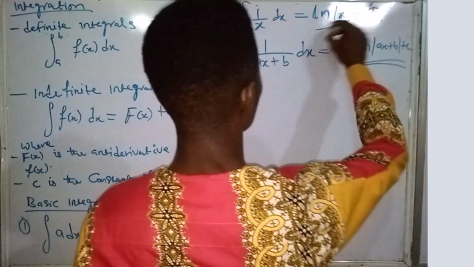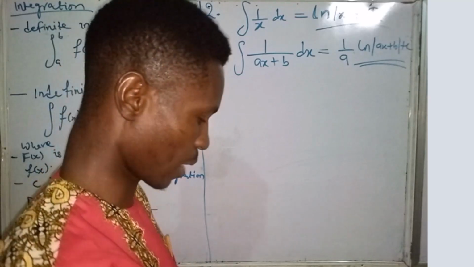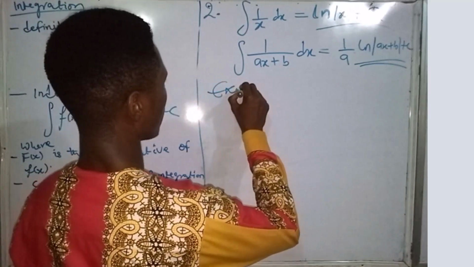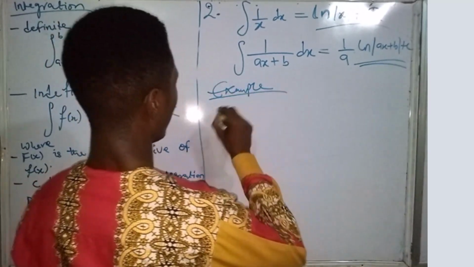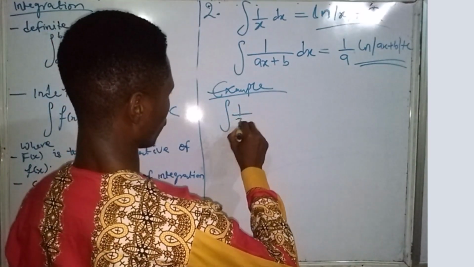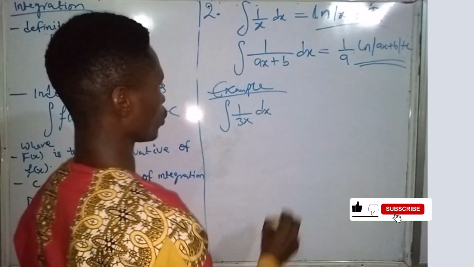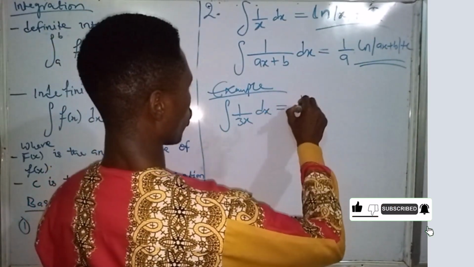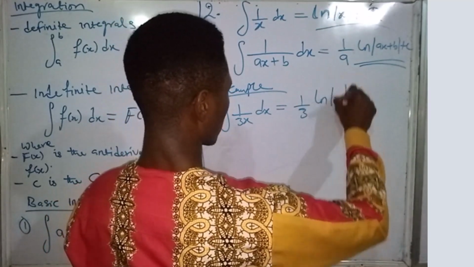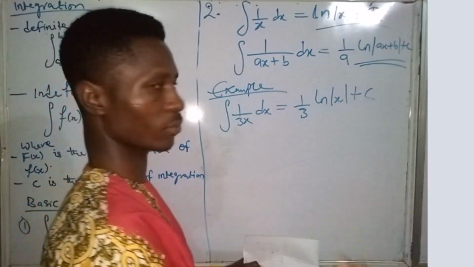So this is rule number 2. So let's use an example. If we have the integral of 1 over 3x dx, according to this rule, this should be equal to 1 over 3 the natural log of x plus c. Simple.